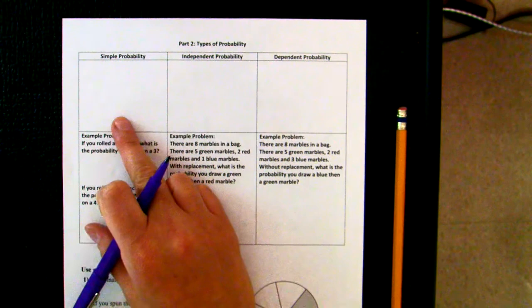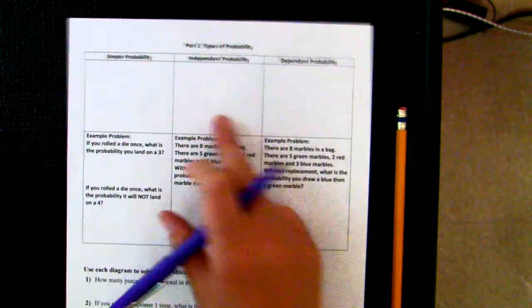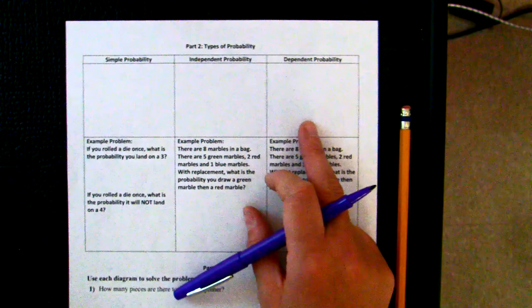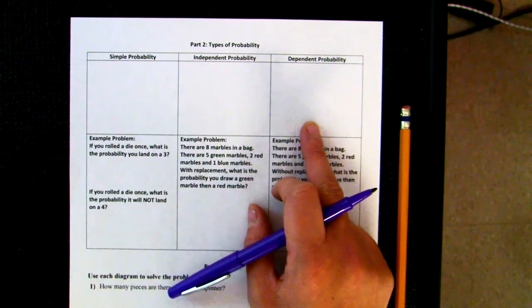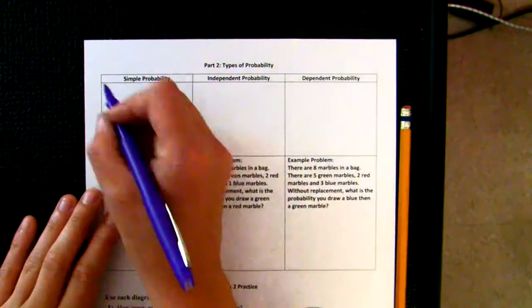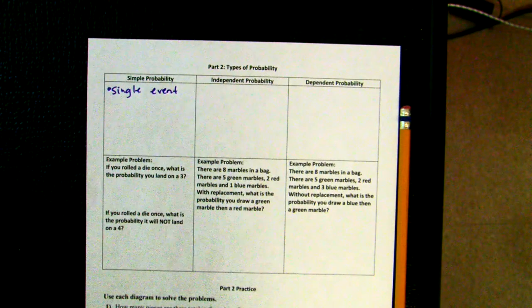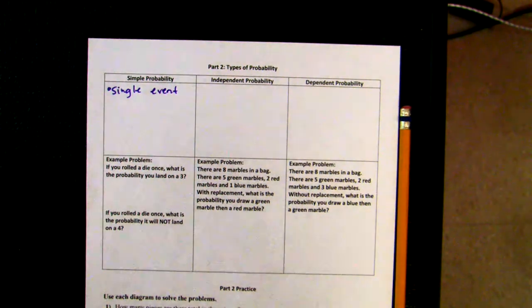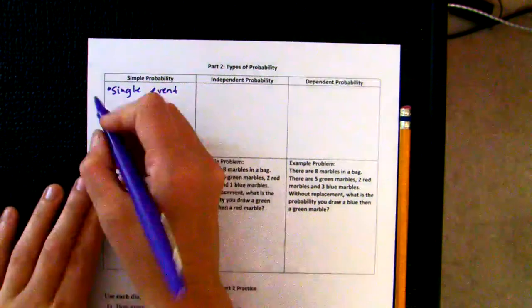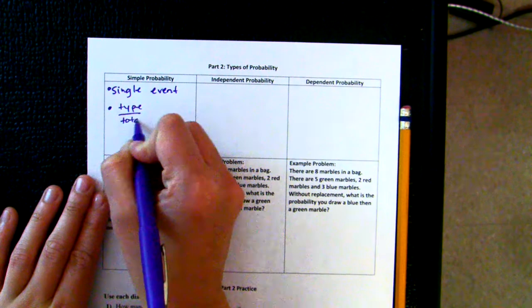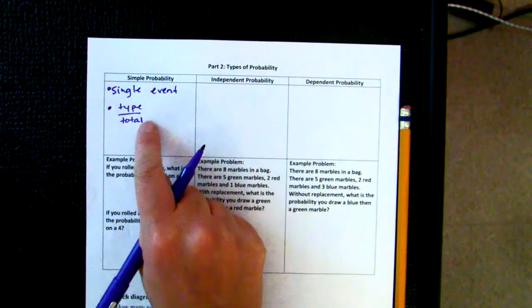Okay, we looked at visualizing probability. Now we're going to look at the 3 different types of probability we've learned about. We've kind of already talked about these with our tree and Venn diagrams, but just to formalize these, simple probability is a single event. So one thing out of a bag. I draw a die one time. It doesn't depend on anything else. It is a single event. It is always our type out of total.